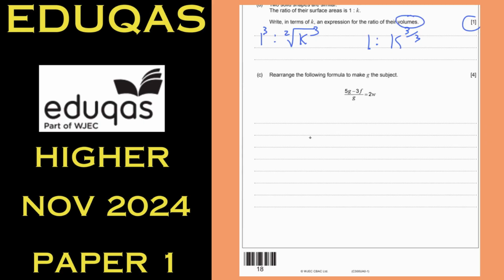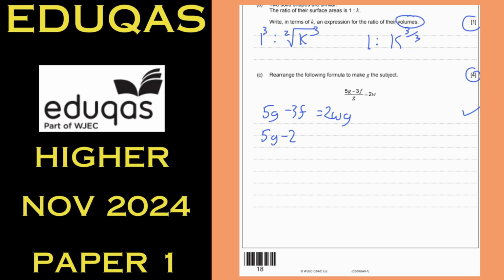Part C, it's a 4 mark rearranging. Going to be quite tricky. Take your time. We never like fractions when we're doing this, so get rid of that G straight away. Multiply left and right by G. If you've done that or something similar correctly, you earn one of the 4 marks. You can now either choose to gather your G's on the left-hand side or the right-hand side. I just happen to have chosen the left.